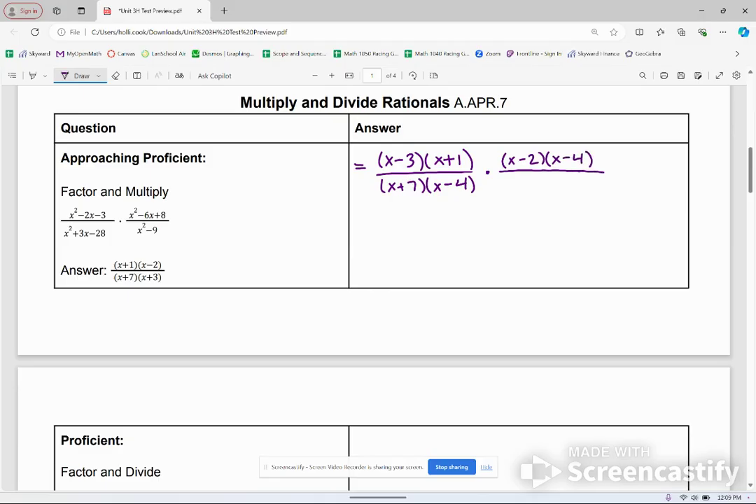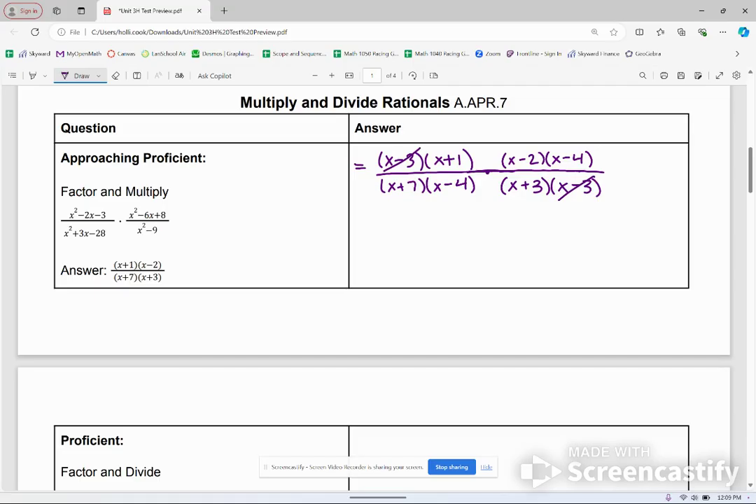Then the bottom, x squared minus 9, that's a difference of squares. So we get x plus 3 and x minus 3. All right, so now we need to start canceling things. When you're multiplying, you can just go straight to canceling. We can just pretend this is one big fraction. So the x minus 3's cancel.